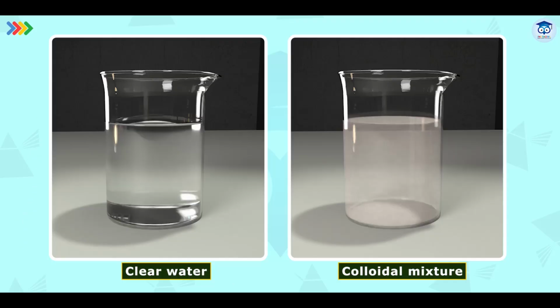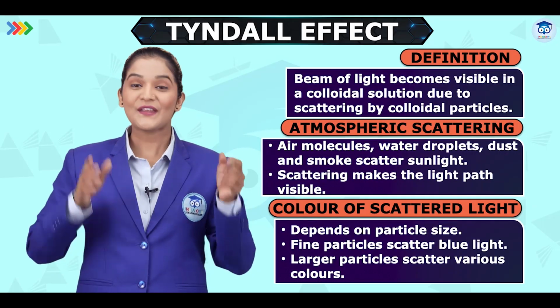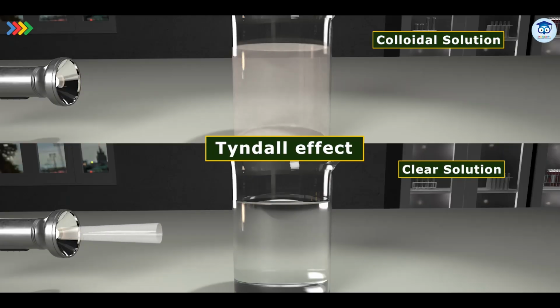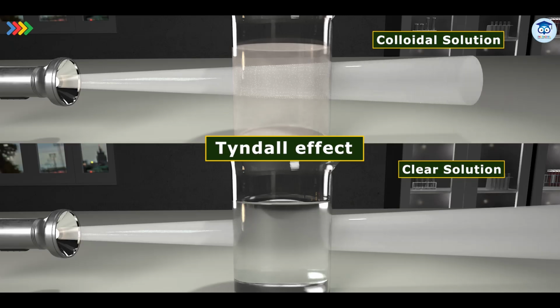One filled with clear water, a true solution, and the other with a colloidal mixture, such as milk mixed with water. When a flashlight is directed at both, the light beam remains invisible in the clear solution but becomes clearly visible in the colloidal mixture due to the scattering of light by suspended particles.